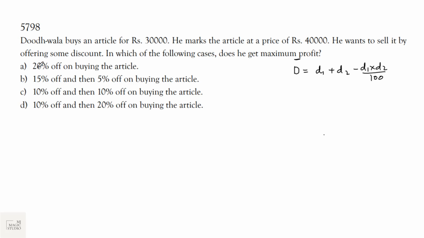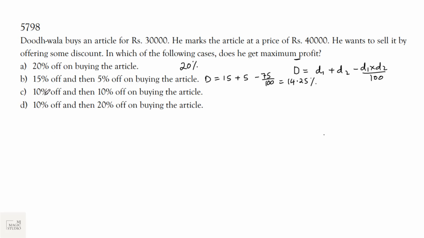So option 1 says 20% off on buying the article. So here the discount percentage is directly 20%. Second option is 15% off and then 5% off. So here the value of D would be 15 plus 5 minus 75 by 100. That would be 19.25% discount. It is better than the first one.